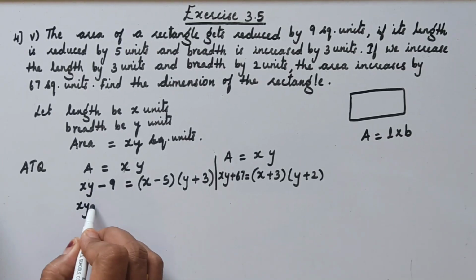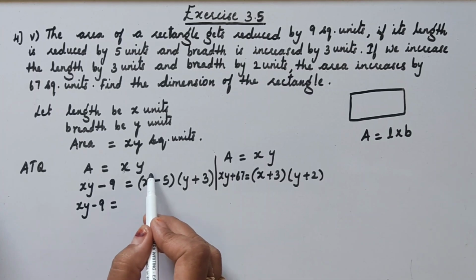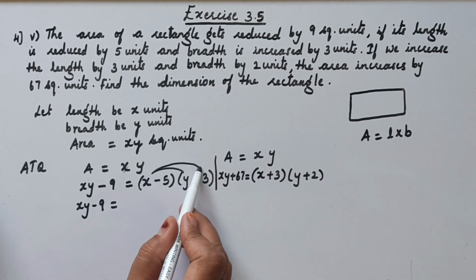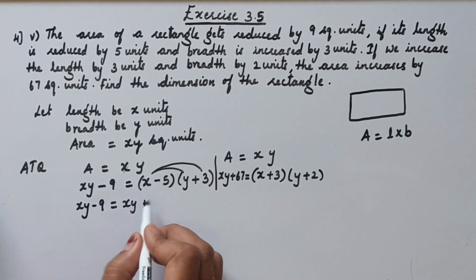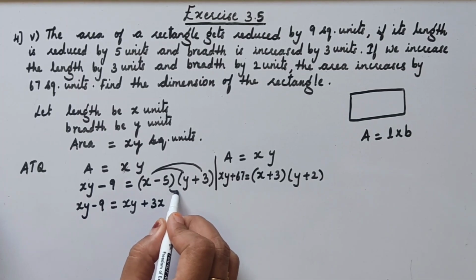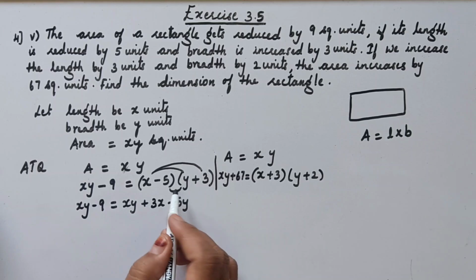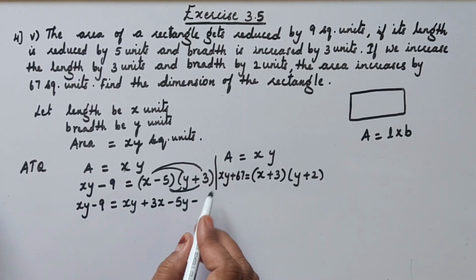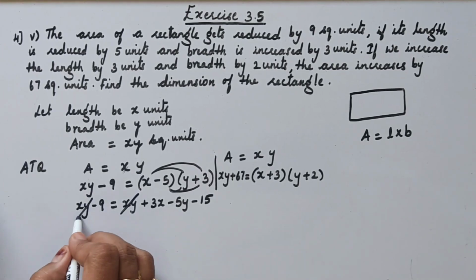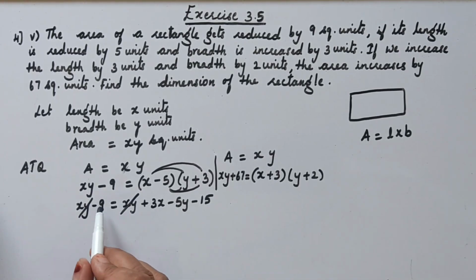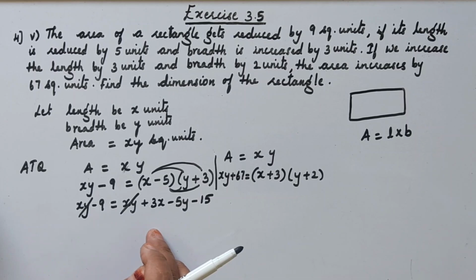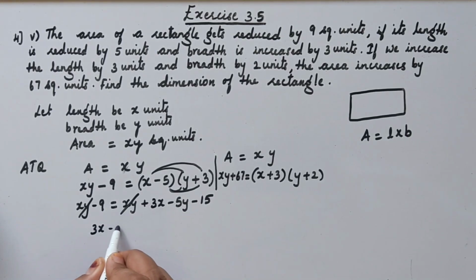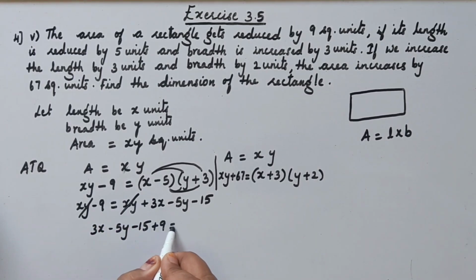This is (x - 5)(y + 3) = xy - 9. With x I am going to multiply y as well as 3. So x into y is xy, plus 3 into x is 3x. The second term, minus 5 into y is 5y, plus into minus is minus, 5 3s are 15. Okay, xy gets cancelled, students, right? So I will take this minus 9 to this side, because the xy term is positive. I'll write here 3x minus 5y minus 15. If I take it to that side, I'm going to get plus 9 equal to 0.